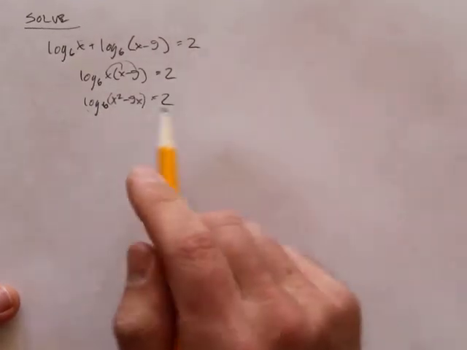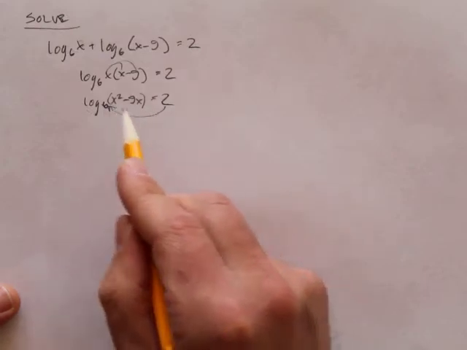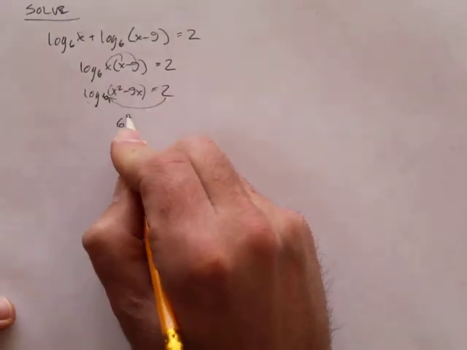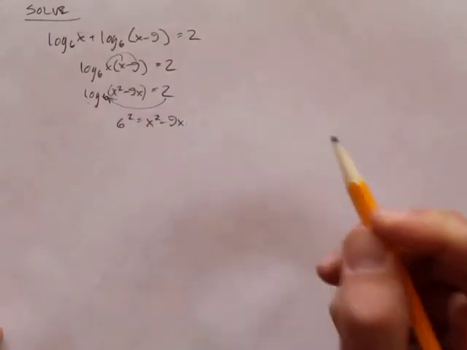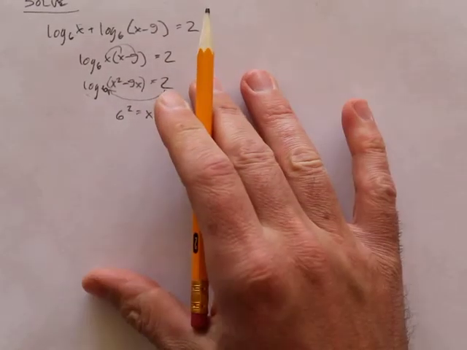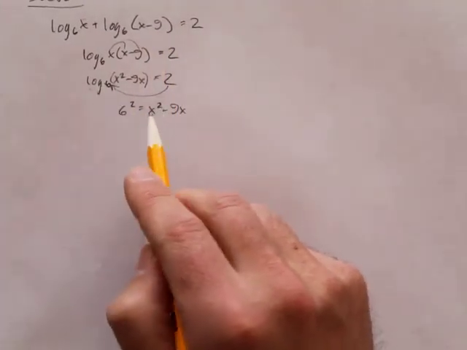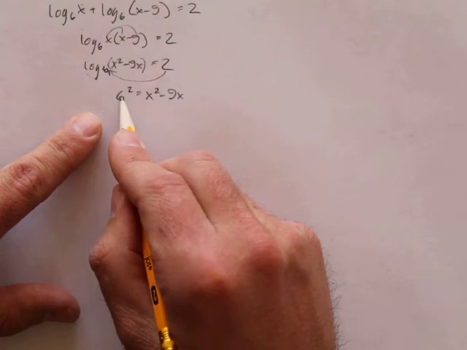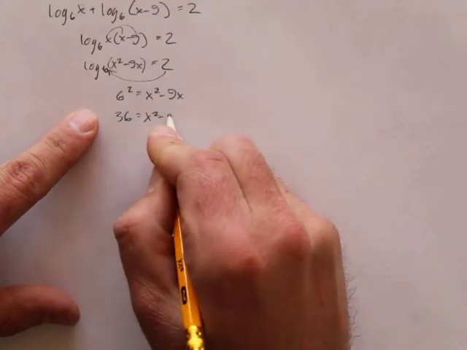So now, here's what I'm going to do. This looks like I'm pretty stuck, but I am going to take this 2, jam it in here, and I'm going to rewrite this as a power. So 6 squared equals x squared minus 9x. So I'm taking this from a logarithmic expression and rewriting it as, oh man, my words have gone. I'm rewriting my log as a different kind of expression here. If you can remember what I'm trying to say, put it in the comments. 6 times 6 is 36 equals x squared minus 9x.